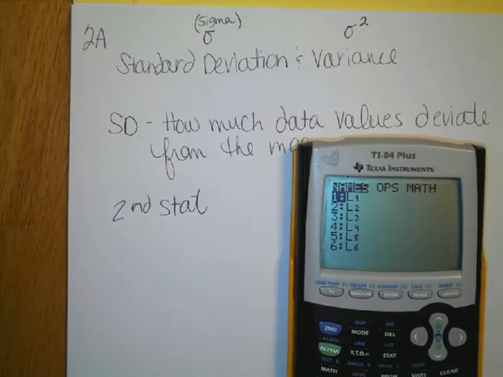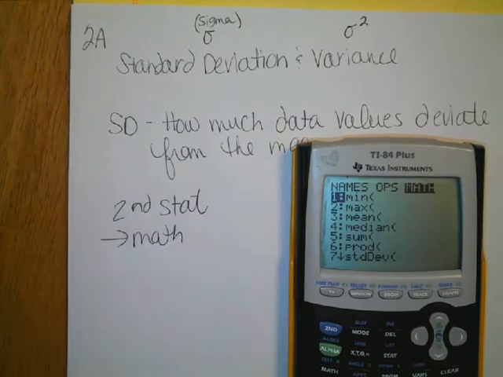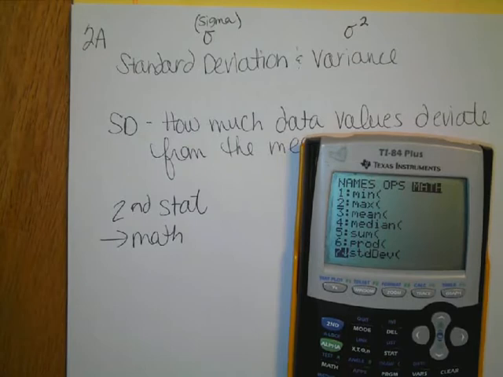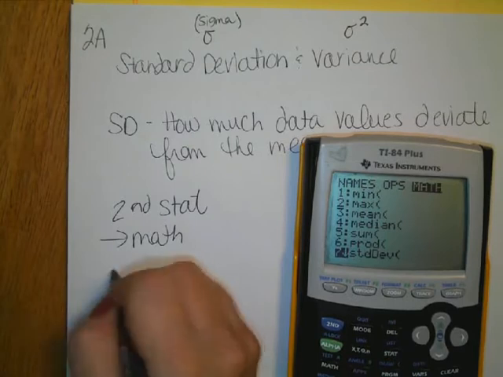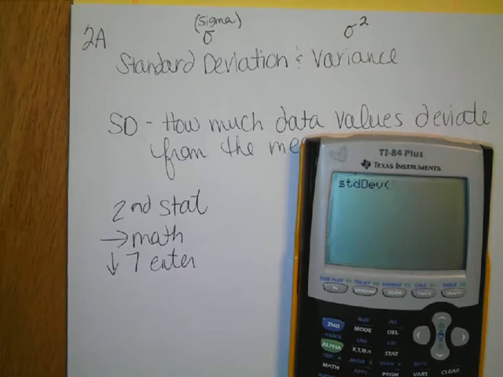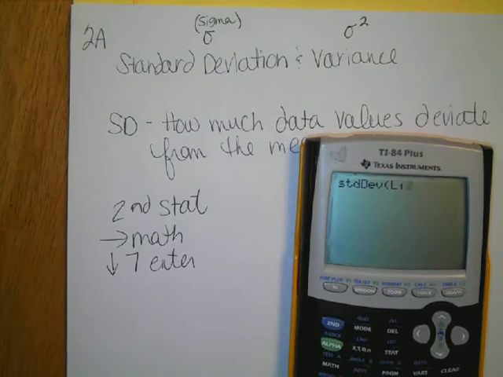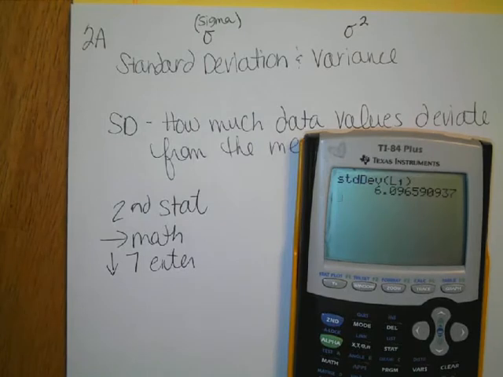And I'm going to go over to Math. Now, if I arrow down to 7, it gives me the standard deviation. So I'm going to arrow down to 7 and enter. Now, what it's going to ask me is, where is my data? My data is in second one, which is L1, and enter. That gives me my standard deviation.